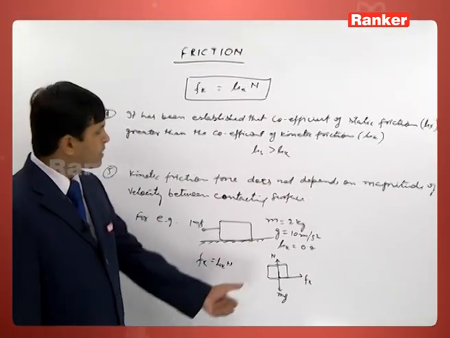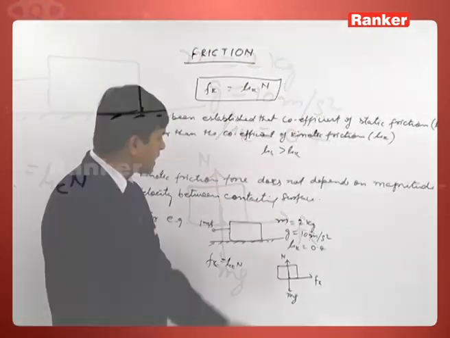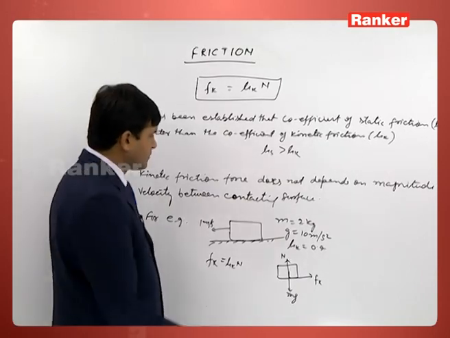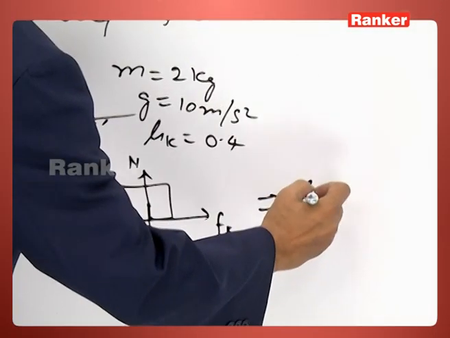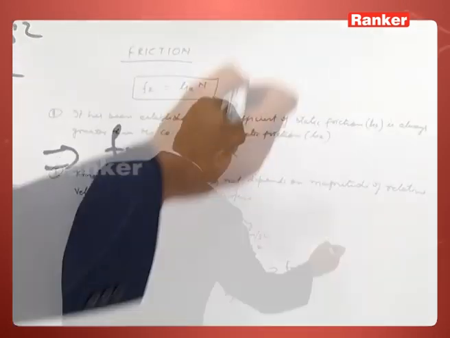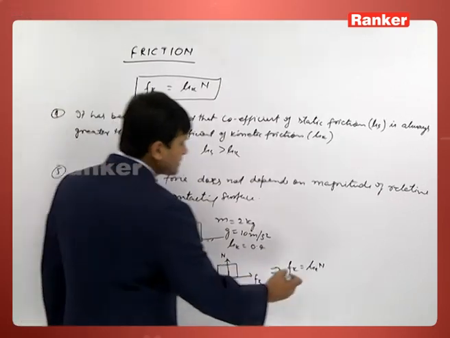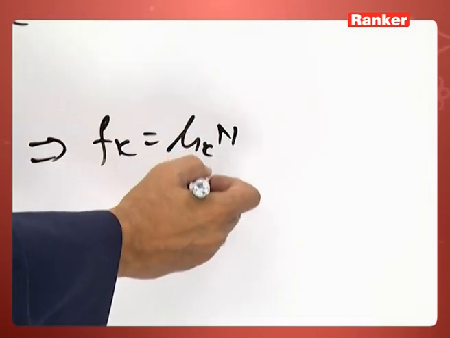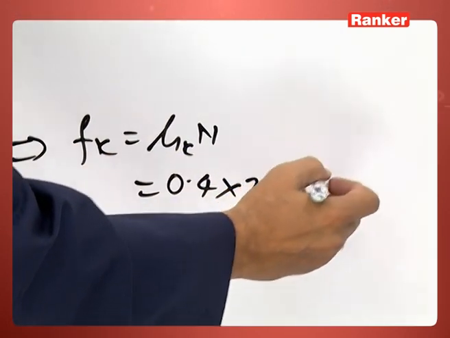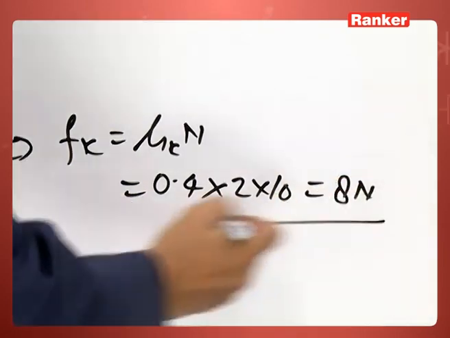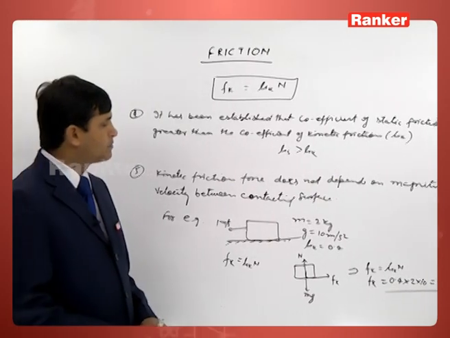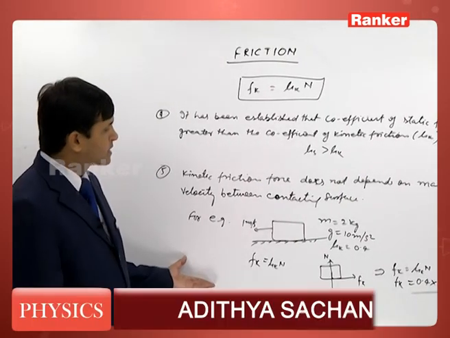Since there is no motion in the vertical direction, N is equal to mg, so Fk is written as mu k into N. So Fk is equal to mu k into N, and N is your mg. Mu k value is 0.4, m is 2 kg, and g is 10. So this is 8 Newton. This is the value of Fk. In this manner we can simply calculate the kinetic friction force value.